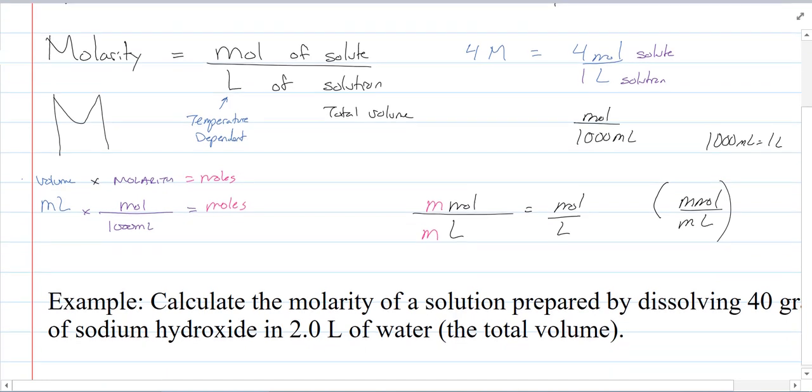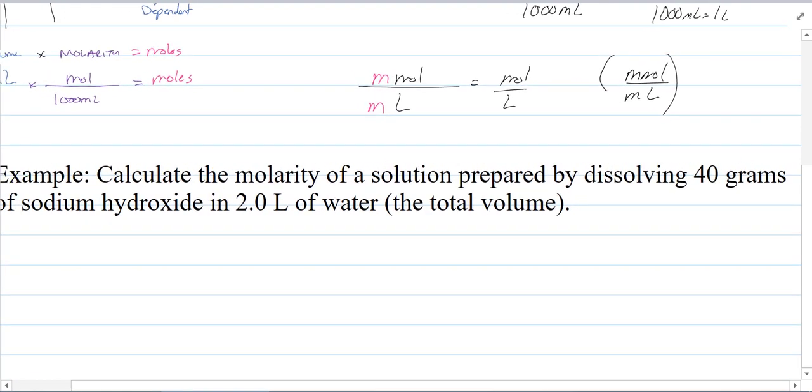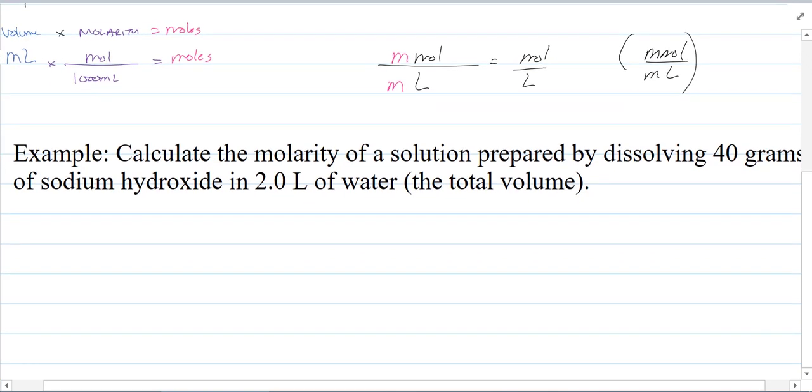Let's do our example now. Calculate the molarity of a solution prepared by dissolving 40 grams of sodium hydroxide in 2 liters of water, which is the total volume. So we have 40 grams sodium hydroxide and 2 liters of water, which is the total volume.